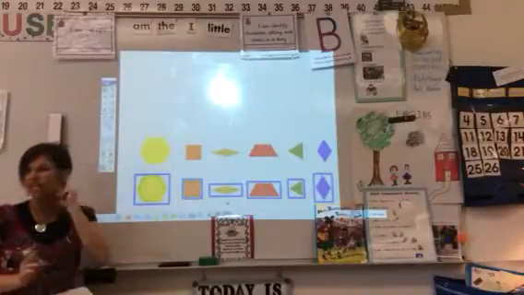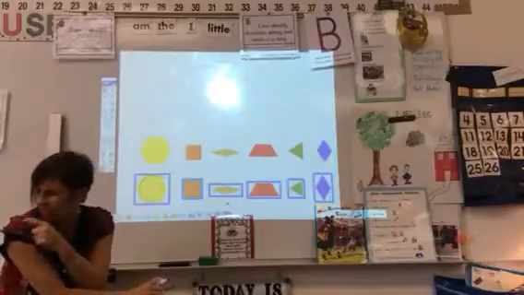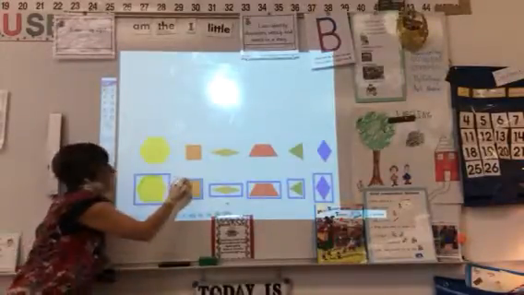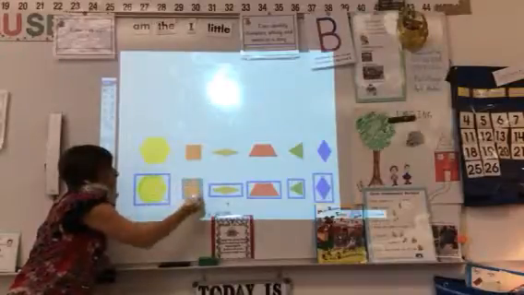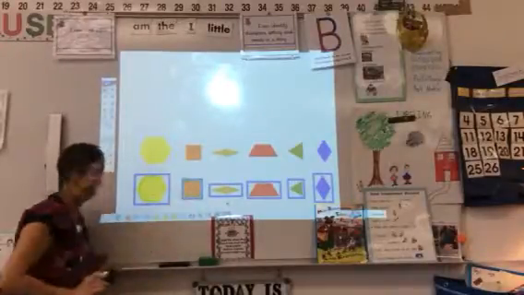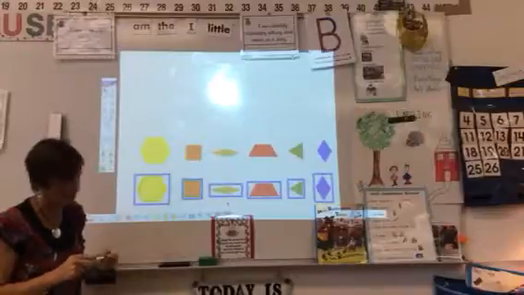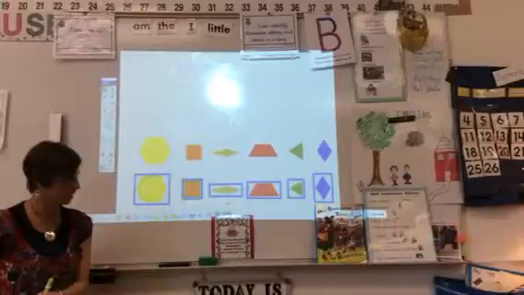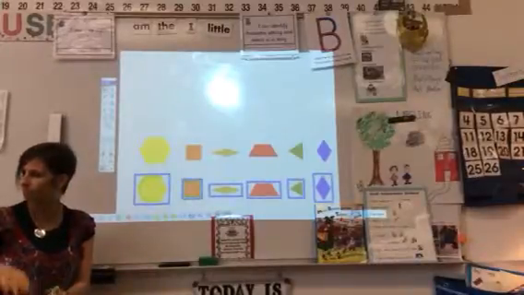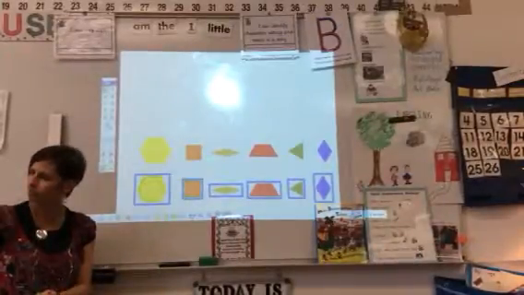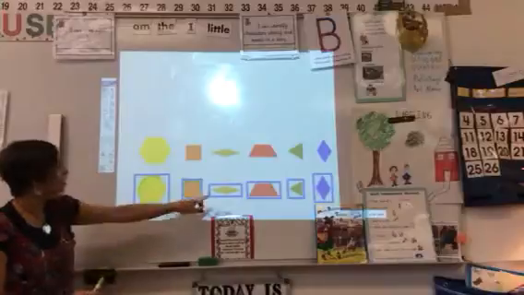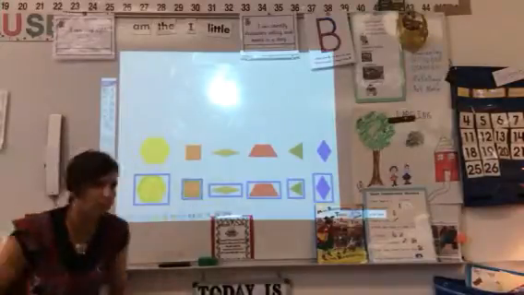And the angles, who can tell me again? Remind us, what is an angle? A corner. So here, let's count them. 1, 2, 3, 4. There's 4 sides and 4 angles. Okay, anything different than that? Can't remember again. Okay, so let's move on to our next shape.